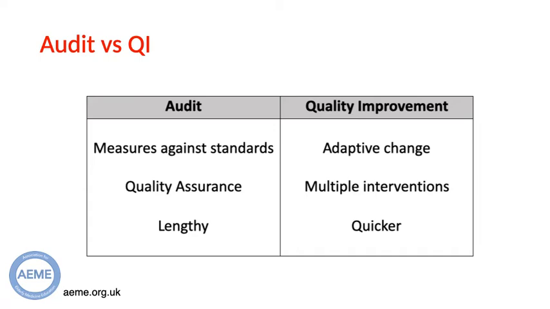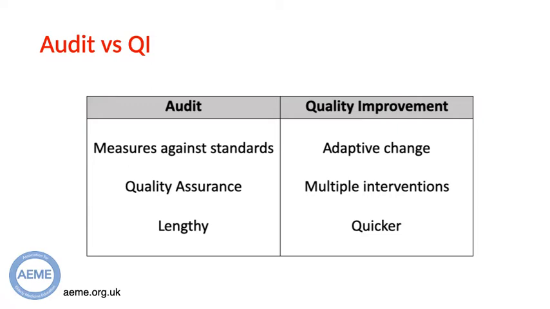So what is the difference between audit and quality improvement? Well, audit is a quality assurance process where current practice is measured against set standards. Usually a single intervention is implemented to improve the rate at which these set standards are met. Local or national guidance is often used to guide best practice. The process is often lengthy, with changes being measured over months or years. Whilst audits are really important, the changes can be easily missed on a day-to-day basis.